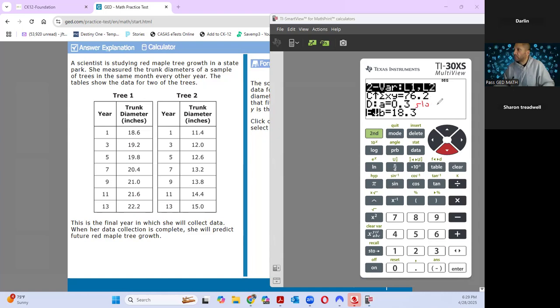And your y's. There's my y-intercept, and we know y equals mx plus b. That means our equation is y equals 0.3x plus 18.3. Okay, so that's how you find the equation of a line from a table.